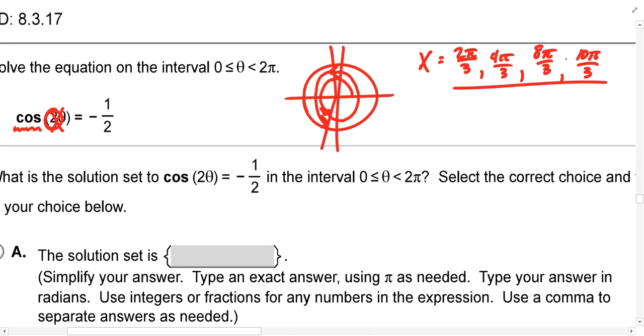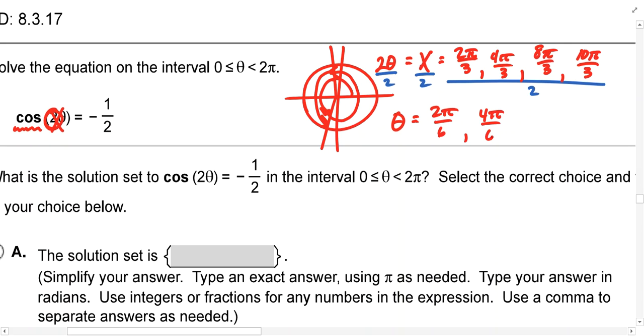Now, these would be solutions for the value x, but please keep in mind that x is being used in place of 2 theta. My job is to get theta by itself, so I should divide everything by 2 in order to isolate theta and to solve for theta. So theta in this case is, well, 2 pi over 3 divided by 2. That's 2 pi over 6. We'll simplify that in a second. Then we've got 4 pi over 6. We've got 8 pi over 6. And then finally 10 pi over 6.